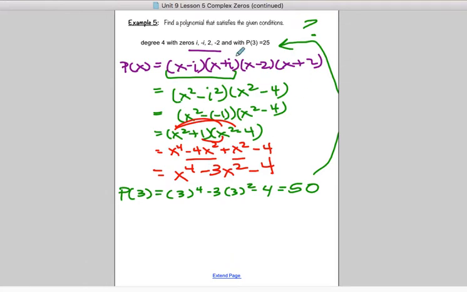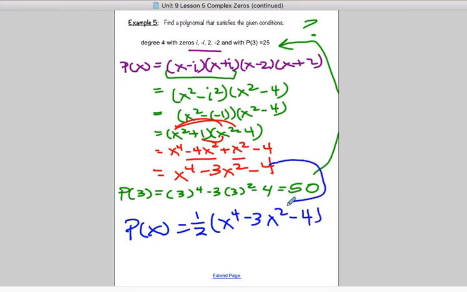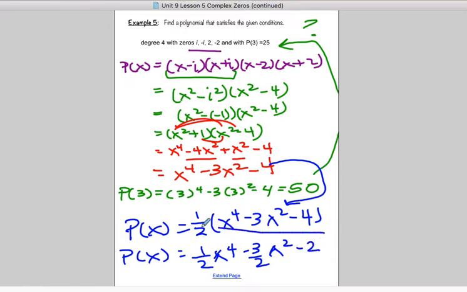So to get my polynomial that satisfies P of 3 equals 25, I take my polynomial and divide everybody by 2. The same as dividing by 2 is multiplying by 1/2. So I'm taking this guy, yep, and multiplying by 1/2. So my final polynomial: 1/2 x to the 4th minus 3 over 2 x squared, and then minus 4 times 1/2, so minus 2. If you plug in 3, you should be able to confirm you get out 25 this time. Okay. There is example 5.